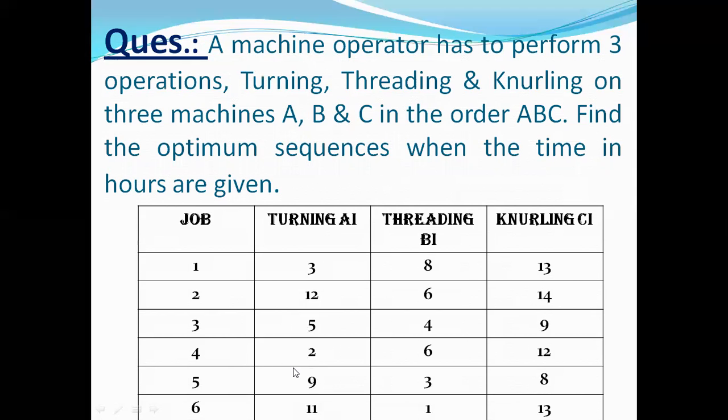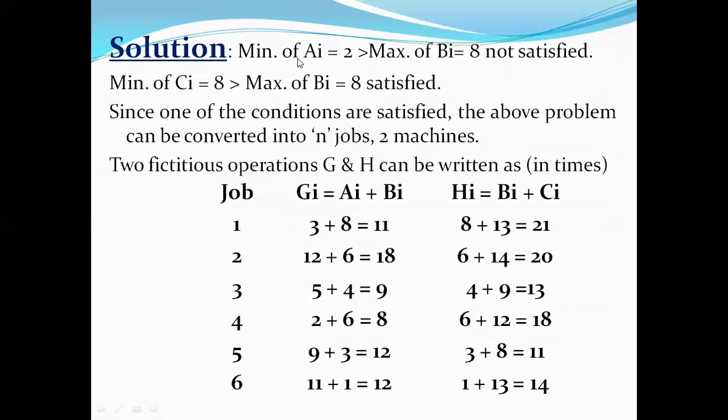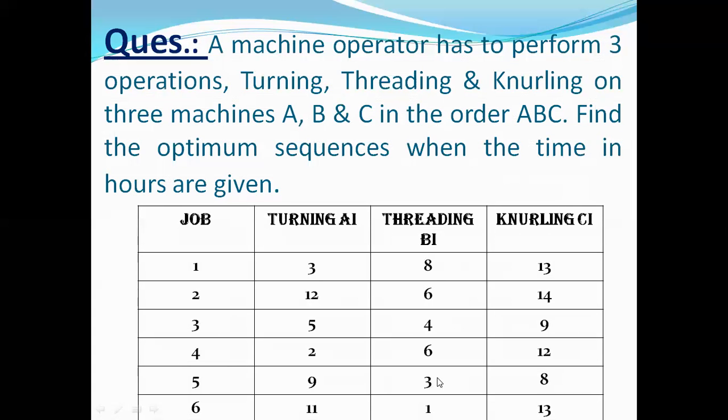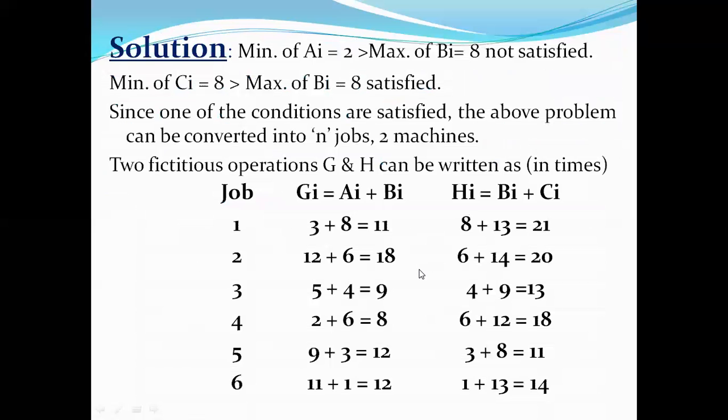Next to that, the minimum time is in the first operation, which has 3 minutes of time. So as per the statistics, the minimum time of machinery A should be greater than or equal to the maximum time of B, right? That is the first condition. Here the minimum in the case of A is 2 minutes, and as per machinery B the maximum time is 8 minutes, and hence the first condition is not satisfied.